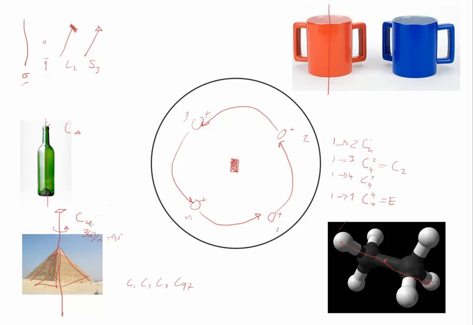Now, we'll talk later when we introduce translational symmetry, so when we're talking about crystals, this is not the case. I can only have C1, C2, C3, C4, and C6. So those are the only five allowed proper rotation axes in an object that also has translational symmetry, so a three-dimensional crystal lattice, for example.